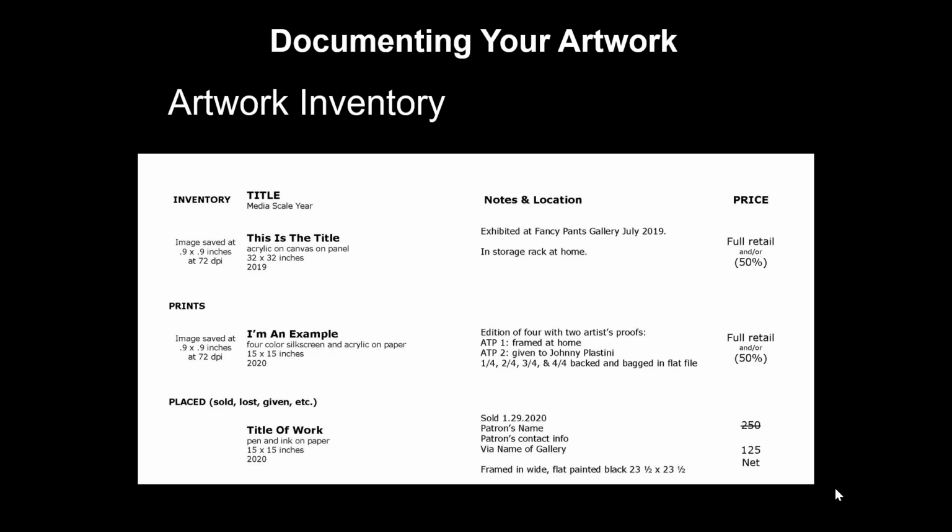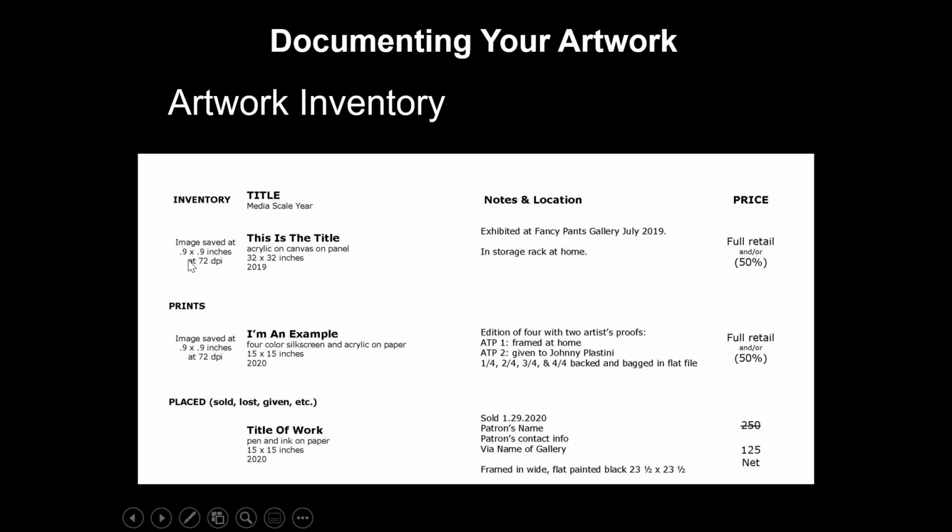There's a template you can download. Put in the title, all of the media, the exact dimensions, go ahead and measure it, and the year. Keep track of where it's been exhibited and where it's stored. If it ever gets damaged or lost, you can make notes of that. An indication of the full retail price or what you sell it for.